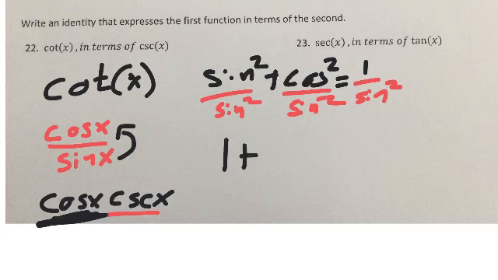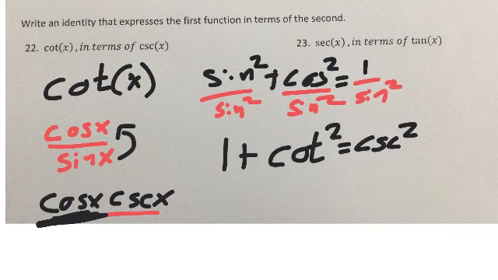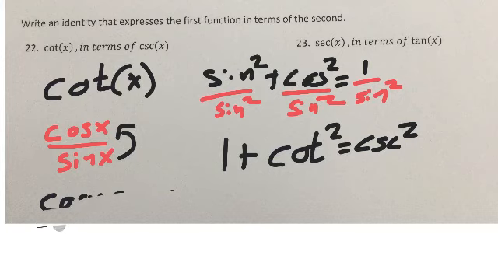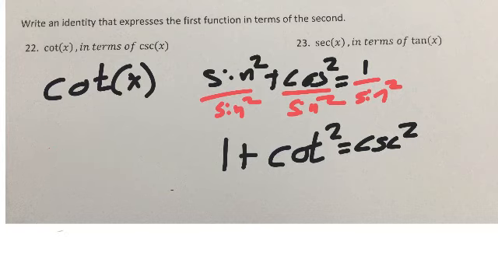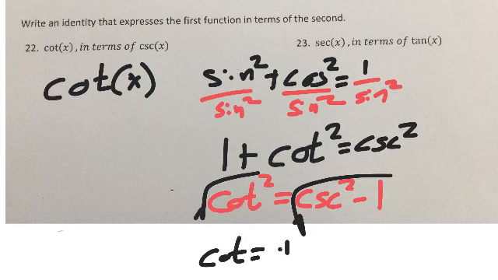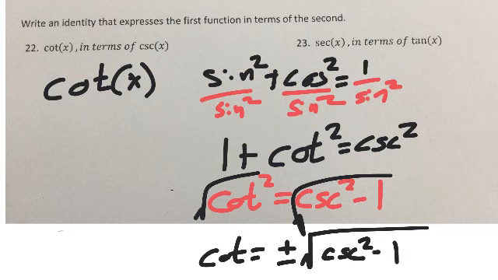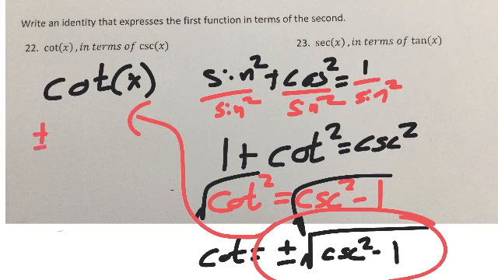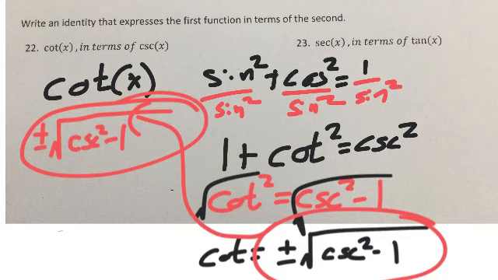But now if I look at this, 1 plus cotangent squared equals cosecant squared. So now let's solve for cotangent in terms of cosecant. I'd move the 1 over, and it would become negative. So I've got cotangent squared equals cosecant squared minus 1. Then take a square root. So cotangent is going to be equal to plus or minus the square root of cosecant squared minus 1. Now I can substitute in. Cotangent is just the same thing as plus or minus the square root of cosecant squared minus 1. Final answer.